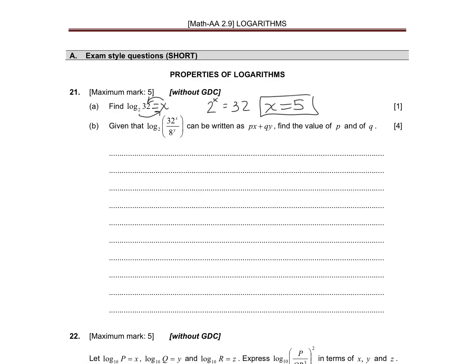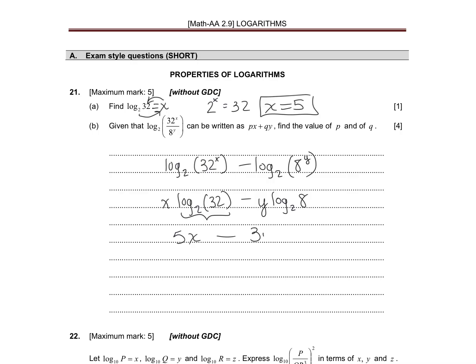Given that log base 2 of that can be written as that, find the value of p and q. So when we're dividing, we can separate logs by subtracting individual logs, and the exponents come out. And we know that this is 5 because 2 to the 5th power is 32. And we know 2 to the 3rd power is 8. So P is 5 and Q is negative 3.